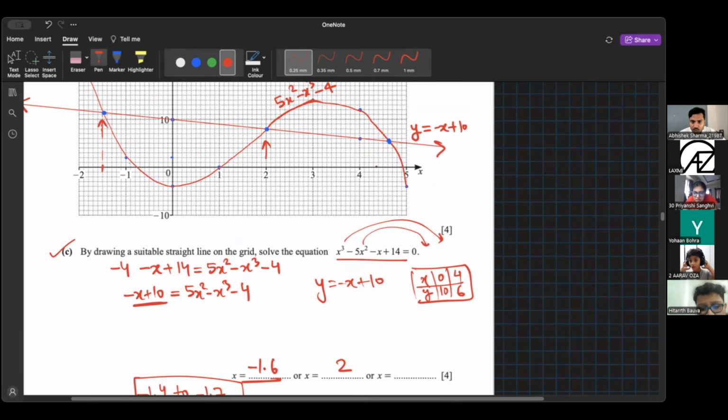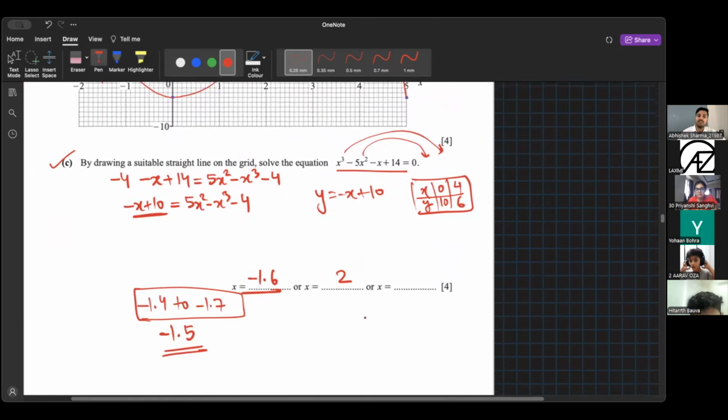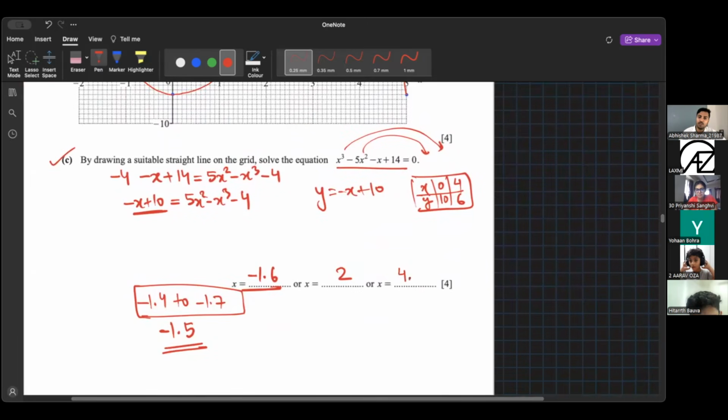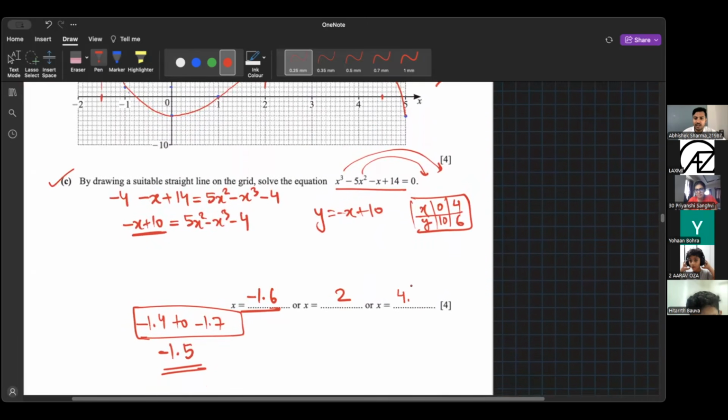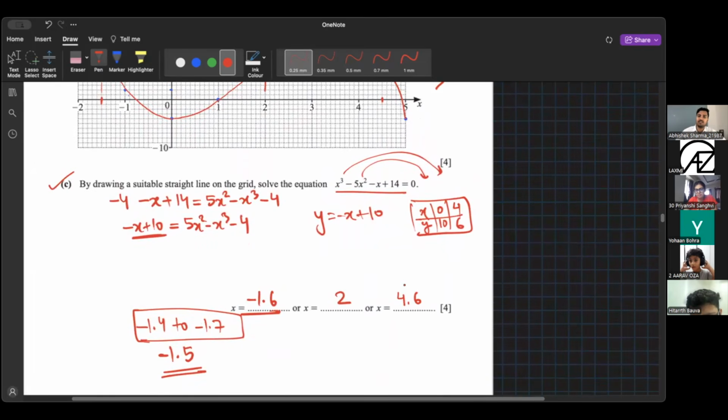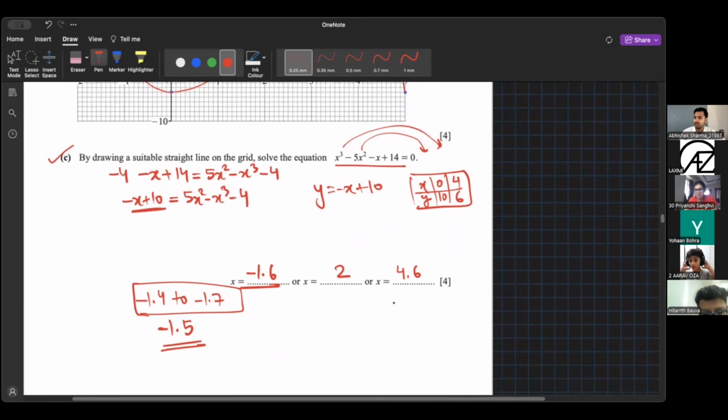So this is 4, and let's mark the center first. Center is going to be 4.5. This is beyond 4.6 but lesser than 4.7. We can write 4.65. What's the range for the third x? Third is 4.4 to 4.7.